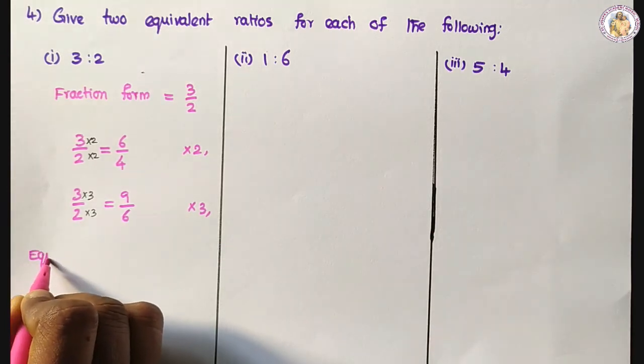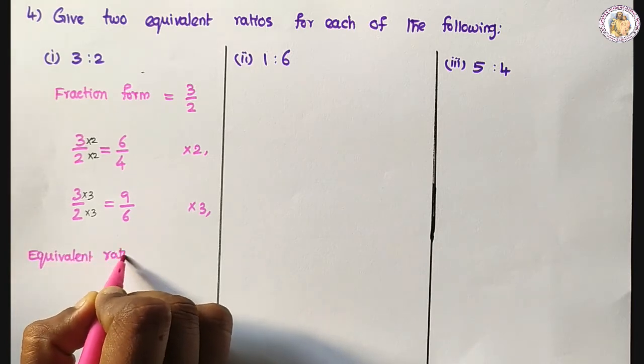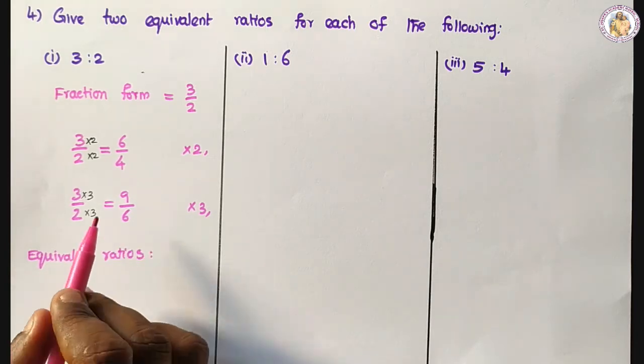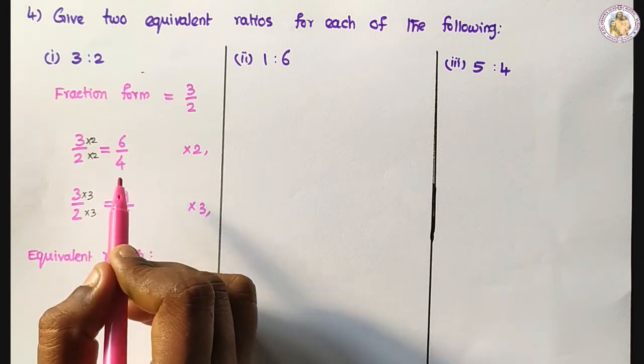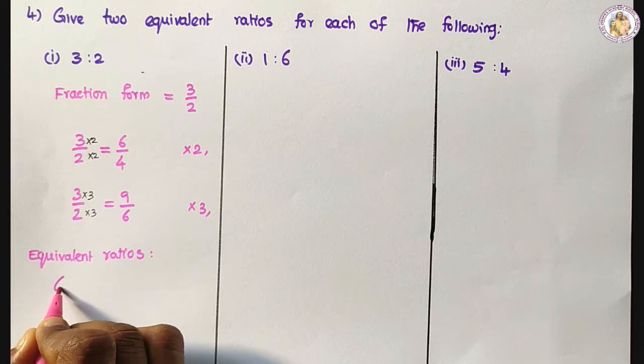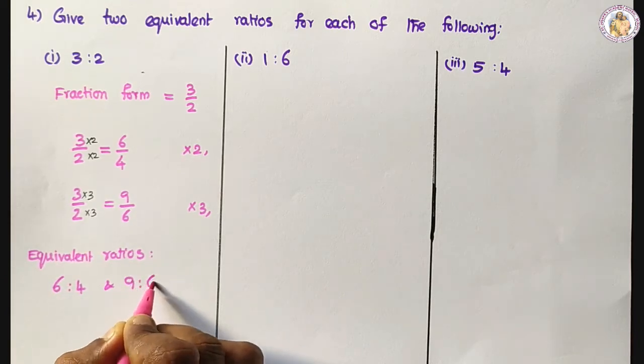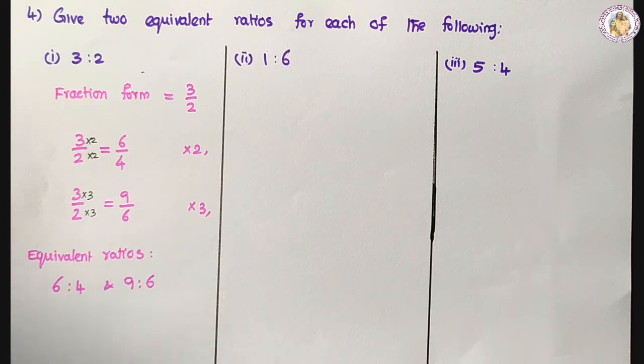Now the equivalent ratios, 6 by 4 and 9 by 6. How will you write in ratio? That is 6 is to 4 and 9 is to 6. That is the equivalent ratios.